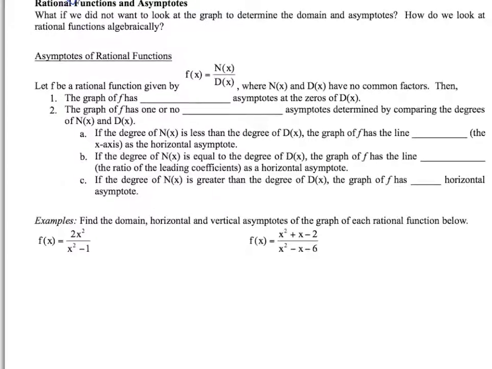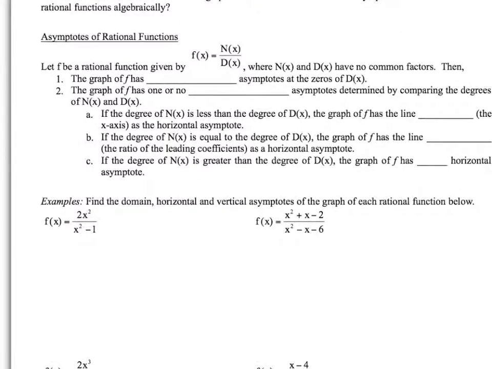It says let f be a rational function given by n of x over d of x. So we just have a division of two polynomials. Also, they cannot have common factors. The graph will have a vertical asymptote where the denominator equals 0. That's what the 0 is at d of x. So the way we find a vertical asymptote is you set your denominator equal to 0 and solve.